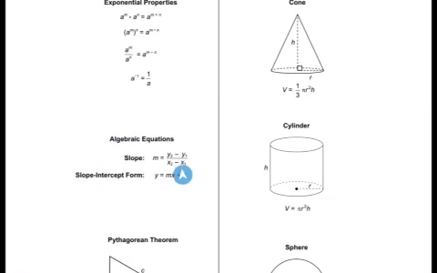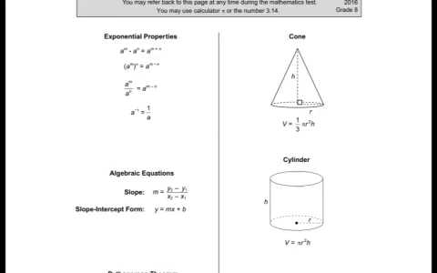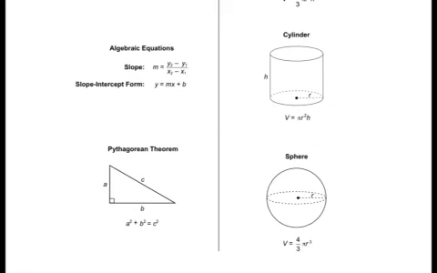We've already talked about algebraic equations on how to find the slope and what the slope-intercept form is. We've also already discussed the Pythagorean theorem. But like I said, today and for about a week and a half or so, we are going to talk about volumes of cones, cylinders, and spheres.